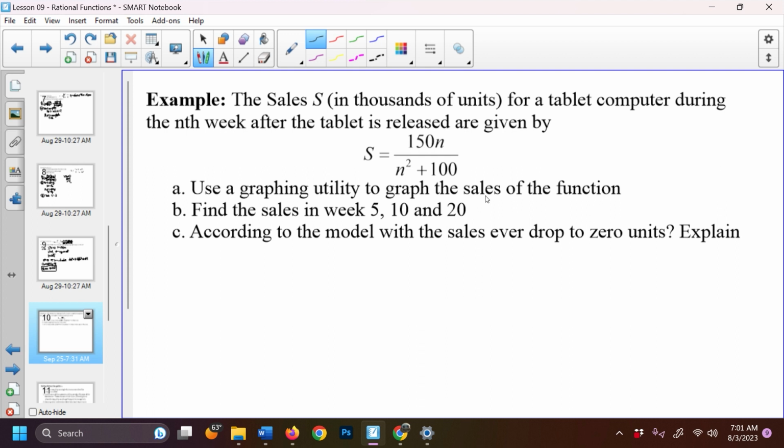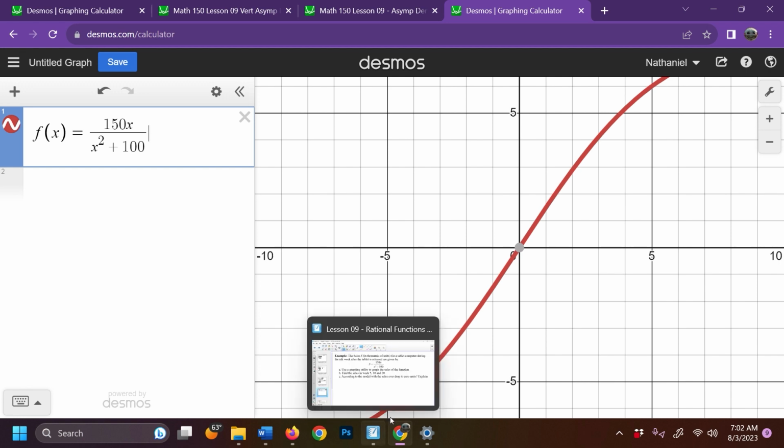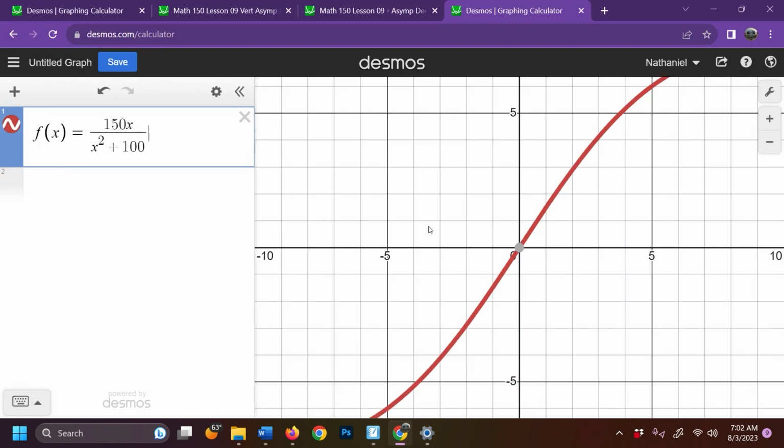Alright, so since they are telling us to use a graphing utility right off the bat, let's go to Desmos and type that in. And so here, I've typed into our standard window, f of x is equal to 150x over x squared plus 100. And we really don't see a whole lot of this graph. And we also know that they want to know the sales in week 5, 10, and 20. And so I see 5 and 10 on the graph, even though I don't really see it. So let's open our window a little bit more to see some more stuff about the graph.